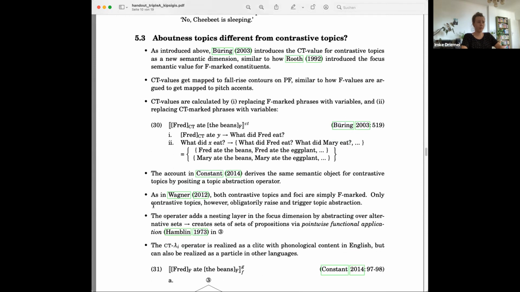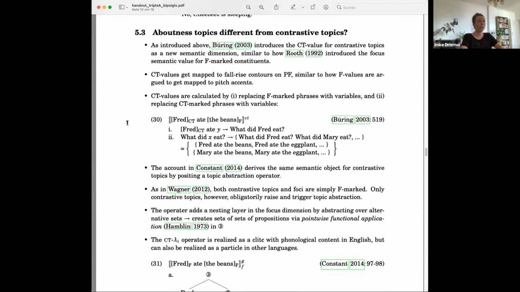In section 5.3, we get to the gist of the problem. There are a variety of topic theories out there that focus on the derivation of contrastive topics, and we want to zoom in on two such theories. One is Bühring 2003 and the other one is Constant 2014. The gist of this section is just to tell you that these contrastive topic theories cannot extend to aboutness contexts. But this is something we want for Kipsigis.